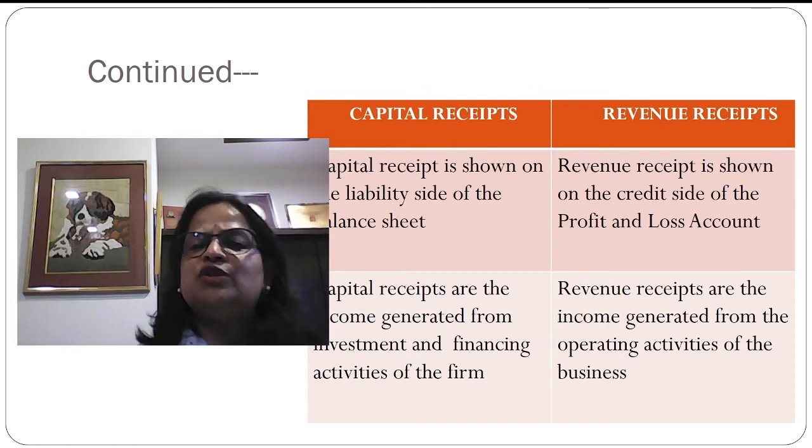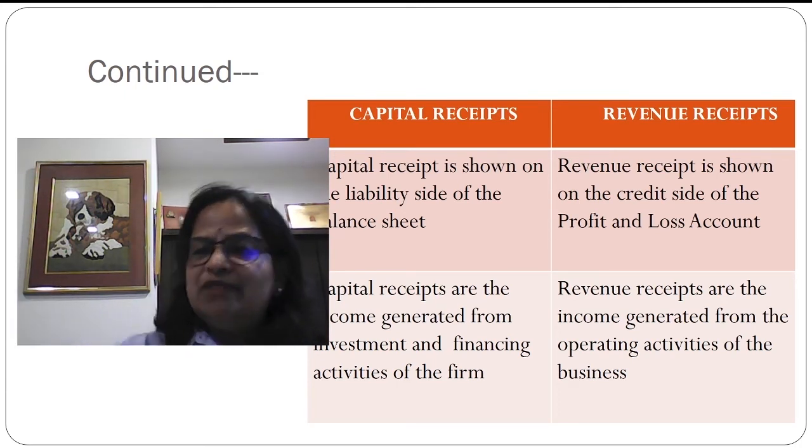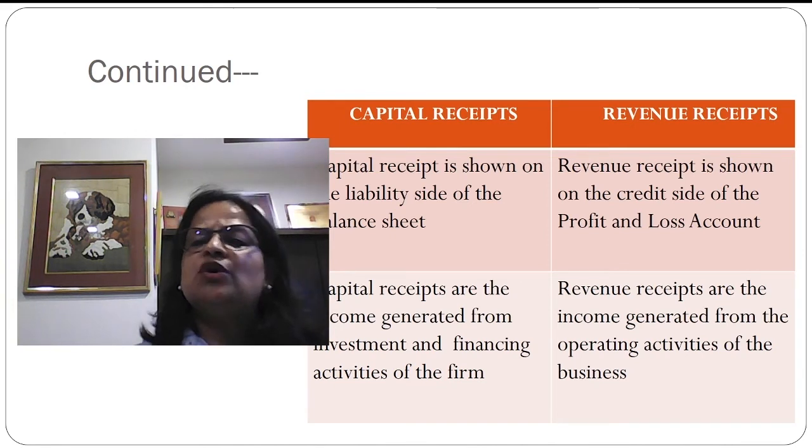Whereas revenue receipt, you know that we are showing it in the profit and loss account. See, capital receipt is in the balance sheet, revenue receipt is in the profit and loss account. That also you have to remember, we are showing it on the credit side of the profit and loss account. On the credit side of the profit and loss account, we will write all the income or the receipts.